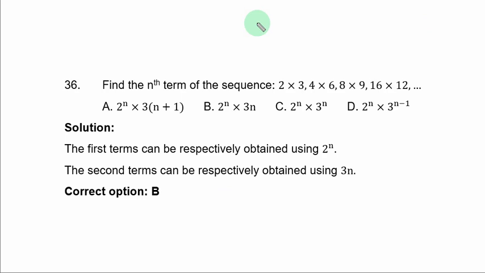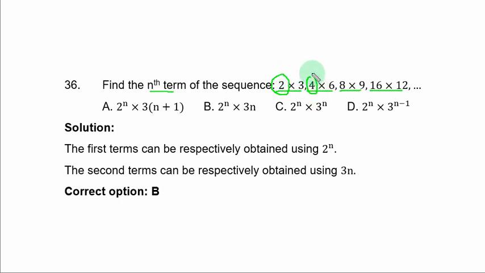Question 36. Find the nth term of the sequence 2 times 3, 4 times 6, 8 times 9, 16 times 12. Each term has 2 terms. So let's take it term by term. Let's compare the first term all through. That is 2. You have 4.